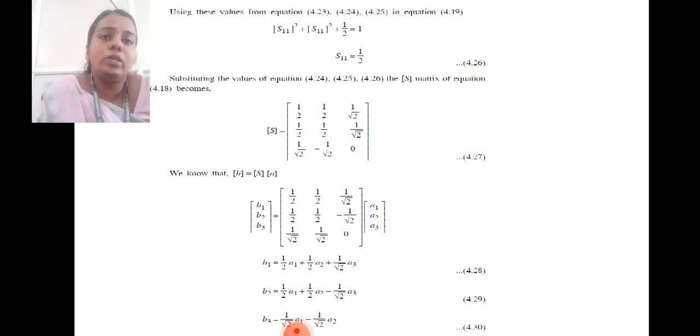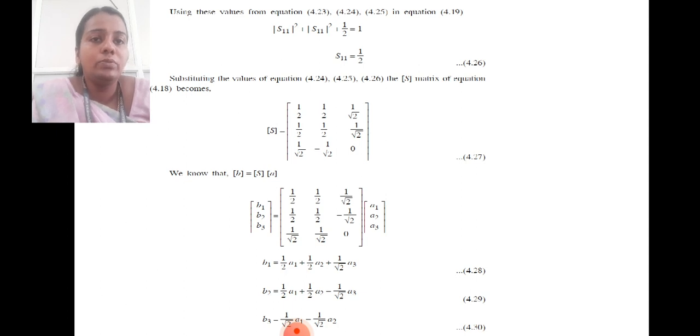So taking the values from equations 4.23, 4.24 and 4.25 in the equation 4.19, we will be getting S11 is equal to S12. Similarly, when we substitute the equations from 4.24 to 4.26 in the scattering matrix equation 4.18, we will be getting the scattering matrix S as 1 by 2, 1 by 2, 1 by root 2; 1 by 2, 1 by 2, 1 by root 2; 1 by root 2, 1 by root 2, 0. So now we are writing the coefficients in terms of matrix, B is equal to S into A.